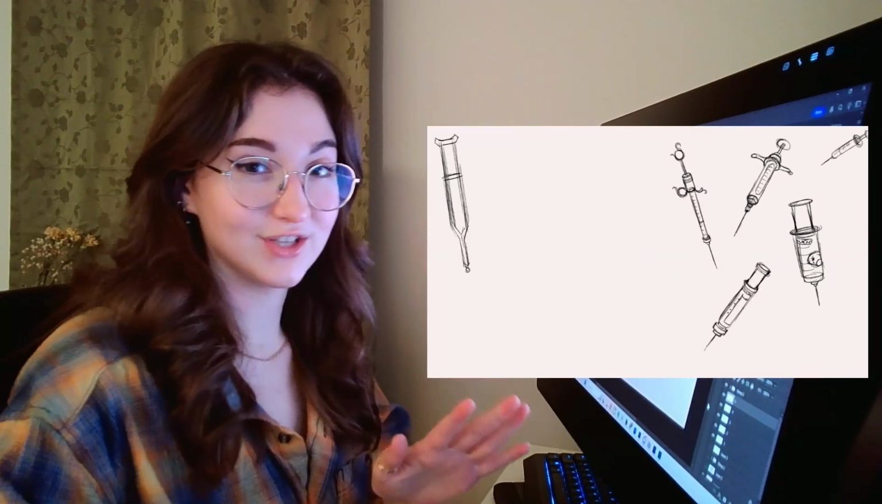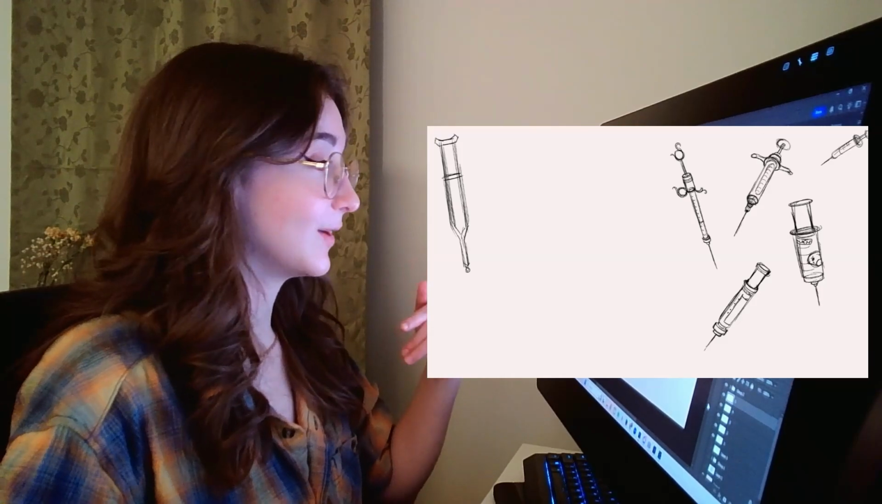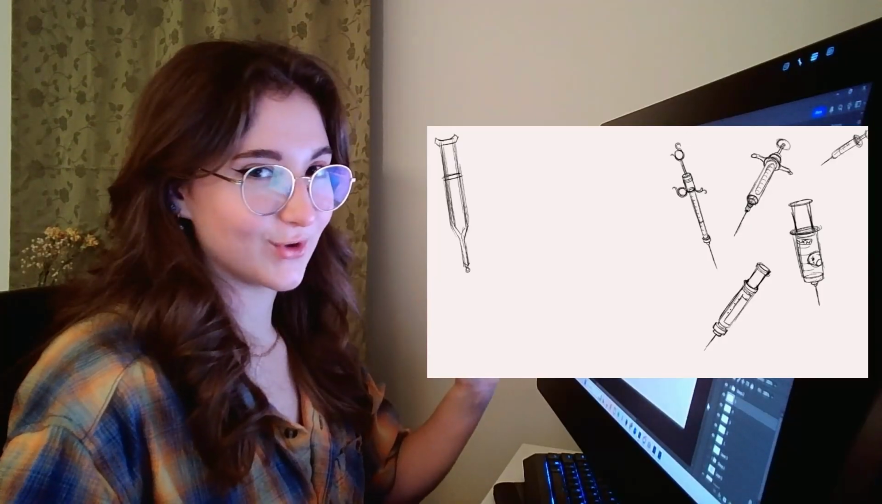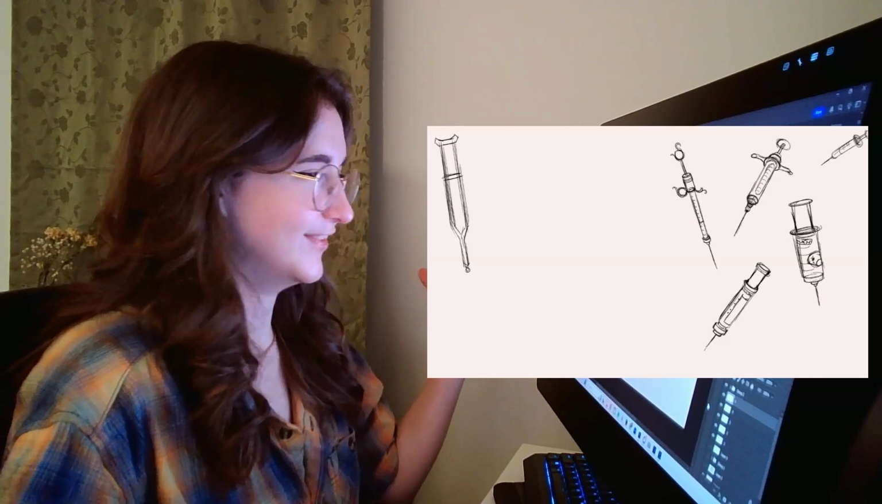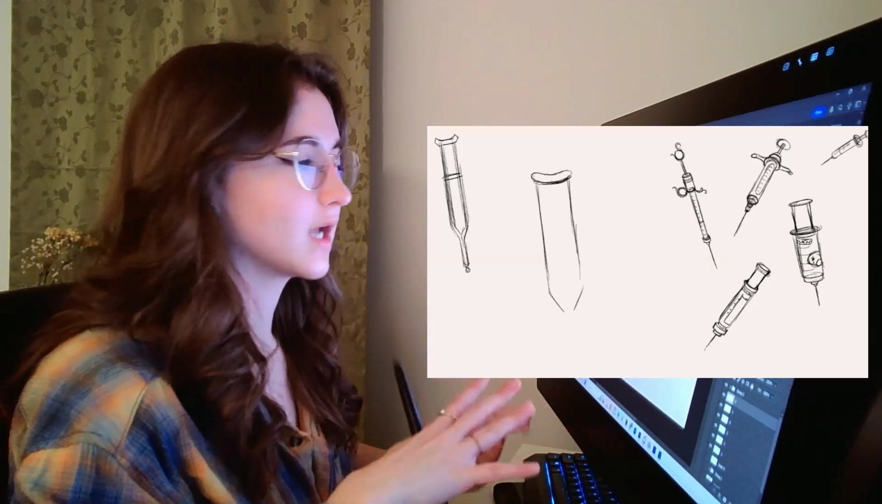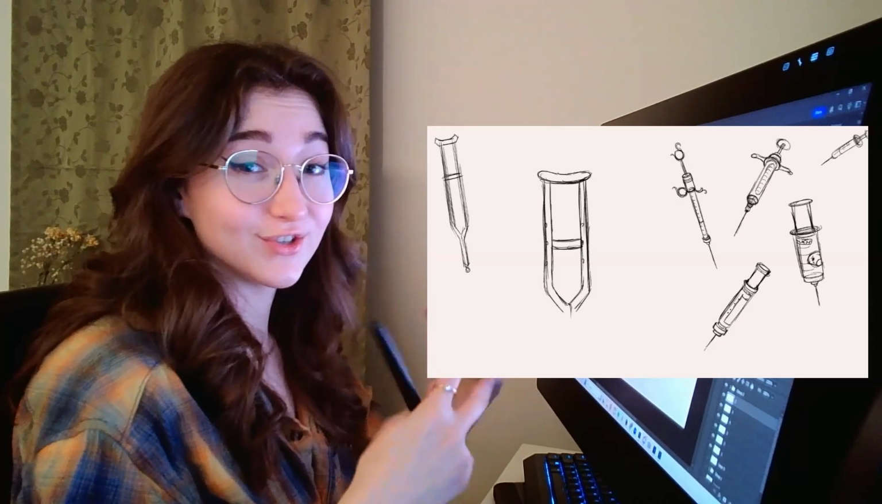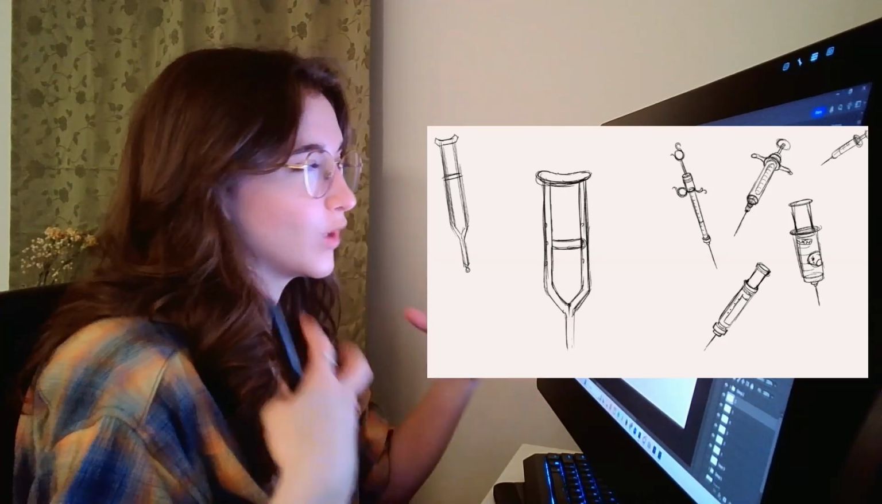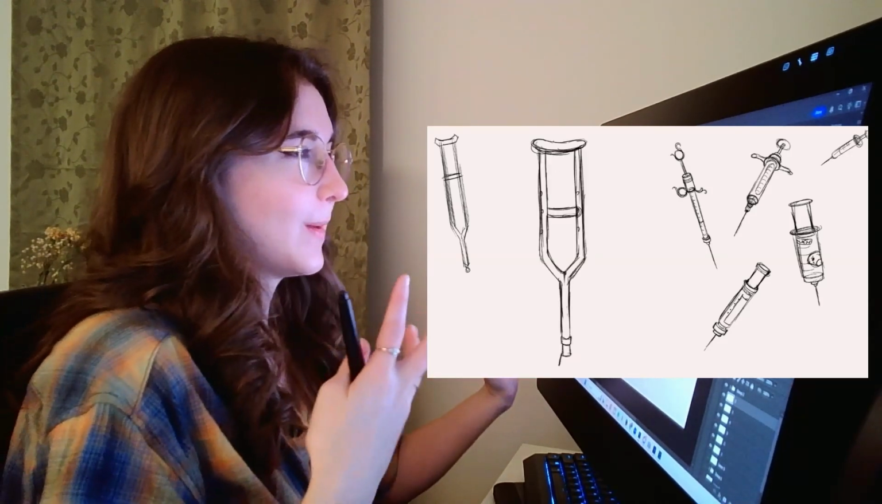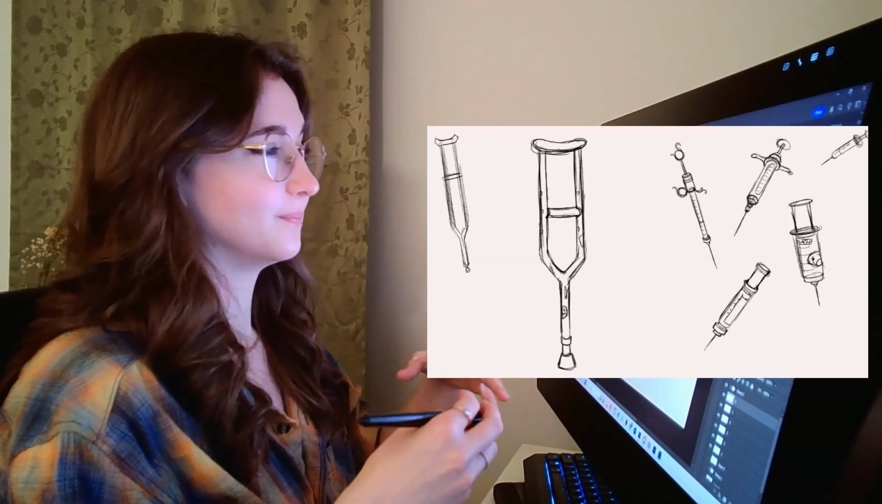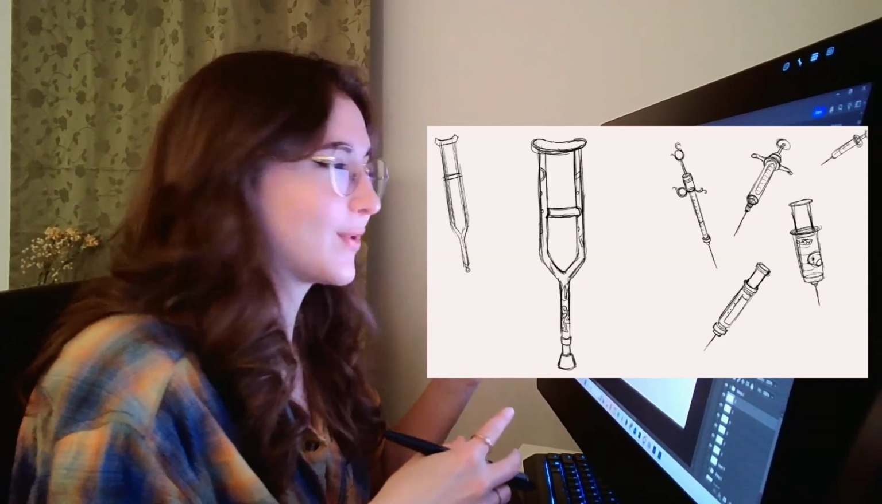Okay, so I just finished the needles and already I'm really liking them and I'm nervous moving on to the crutches because I'm gonna fall in love with them as well. Okay, so during this process, I'm really trying to think about what characters have these items and what stories are kind of building the prop and what the props have been through to make them their own little character prop.